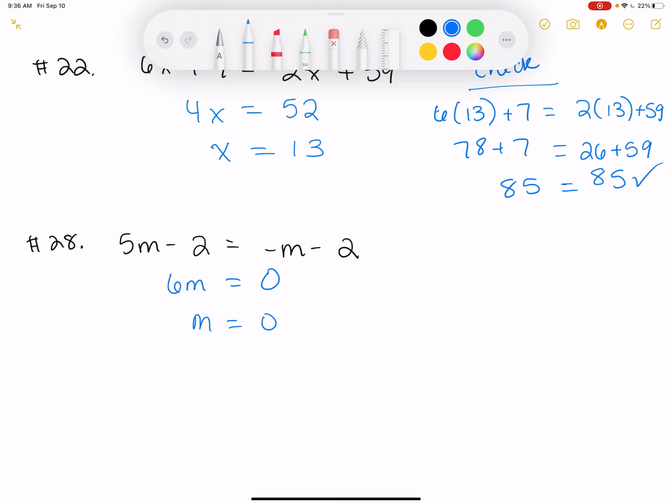So then for the check part, 5 times 0 minus 2 is equal to 0 minus 2. So negative 2 equals negative 2. And we're good.